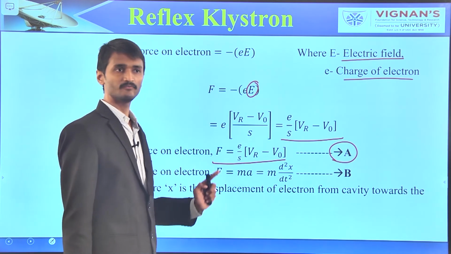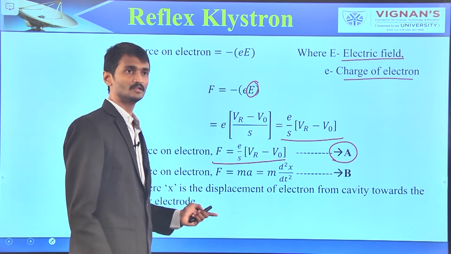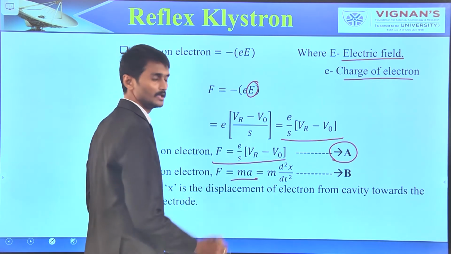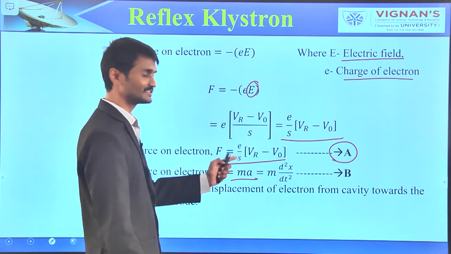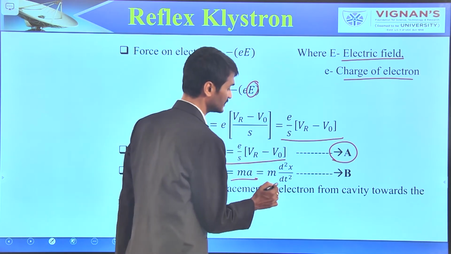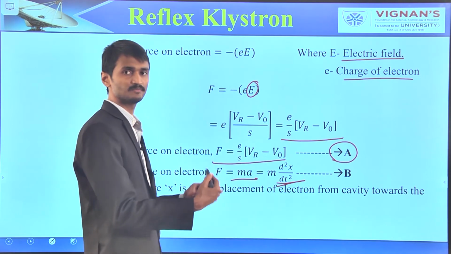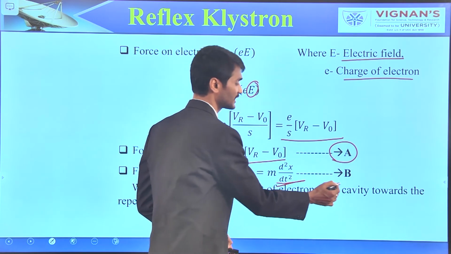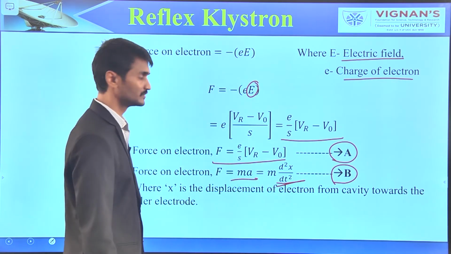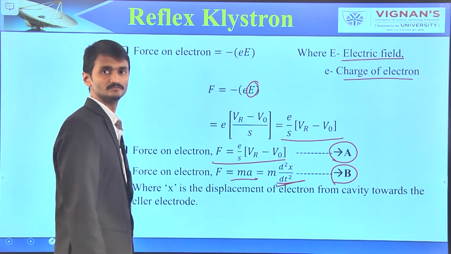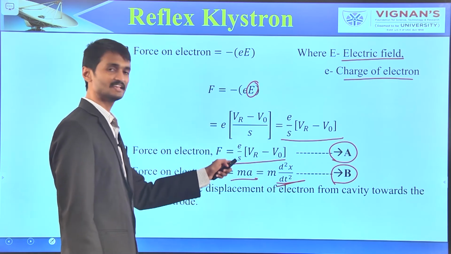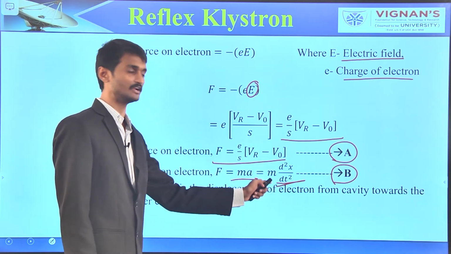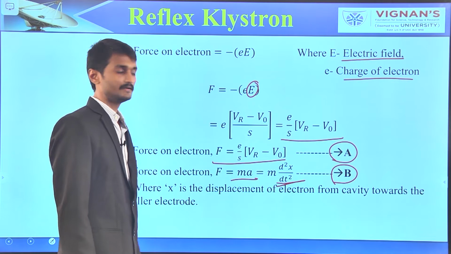Now we have another formula for the force on the electron, in terms of mass and acceleration: F equals m into a. Representing acceleration in terms of displacement, F equals m into d square x by dt square, which I consider as equation B. So there are two expressions for the force: e by S into (Vr minus V naught), and mass into acceleration, m d square x by dt square.